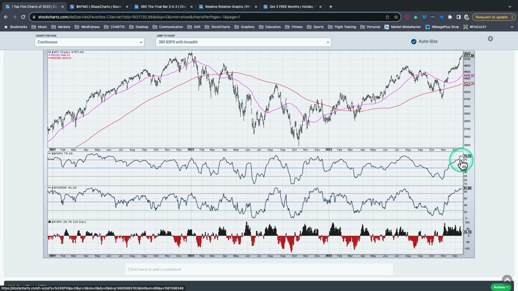The third thing that I think this tells you is to be patient, right? Remember that when breadth indicators like this become positive, I'm looking back at like March, April of 2021, they can remain at upward extremes for quite some time, for weeks, if not months.